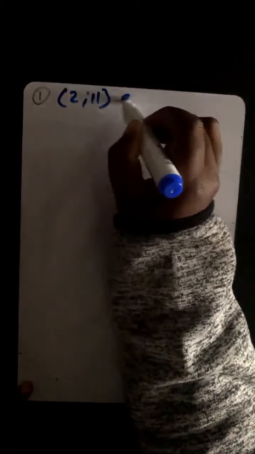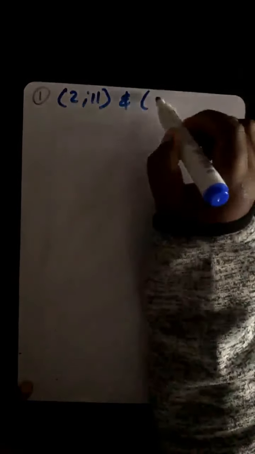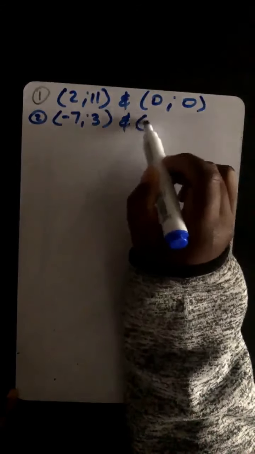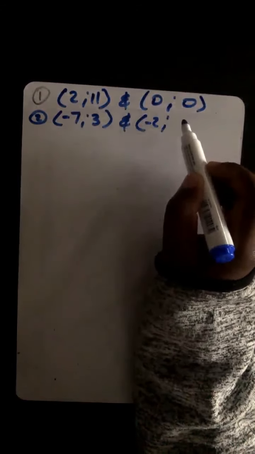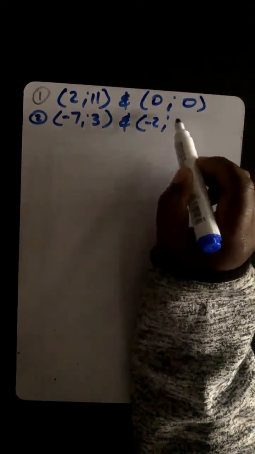This was the first points that I gave to you. It was 2 and 11, and the second point was 0 and 0. And then the second set: the first point was negative 7 and 3, and the other one was negative 2 and, is it 3? So I've posted this in the group, so in case you want to refer to all of this information, you can find it in the group.